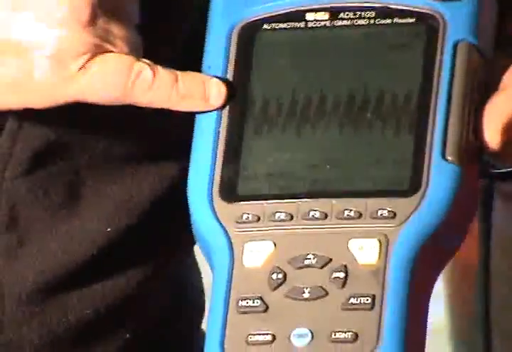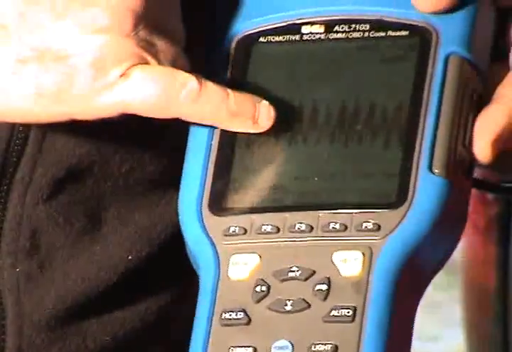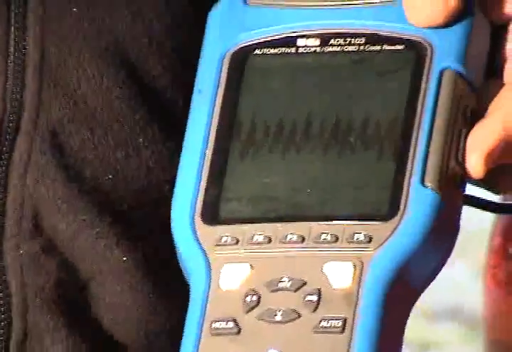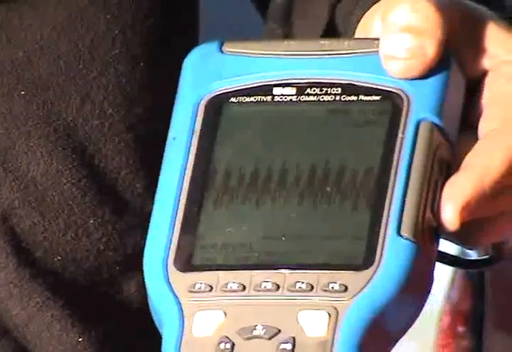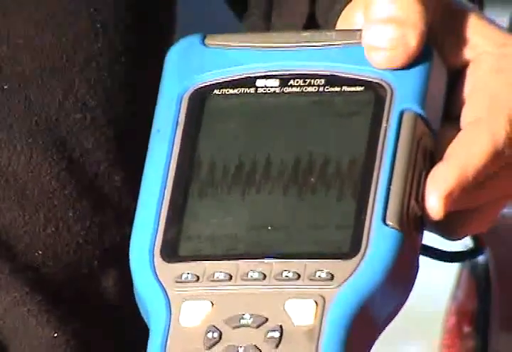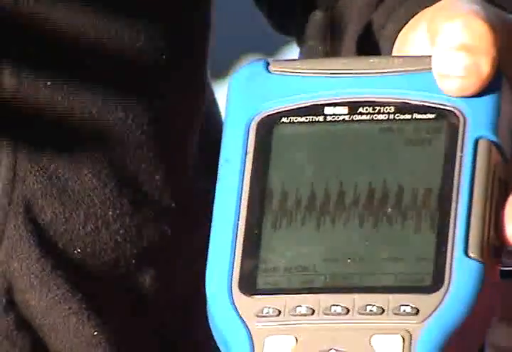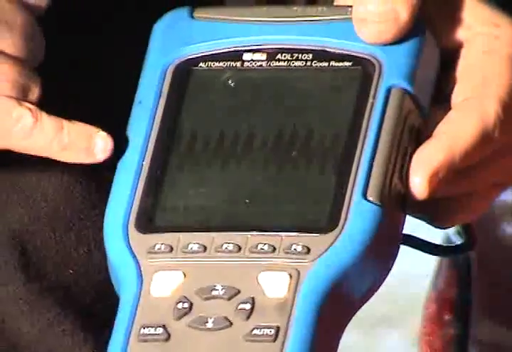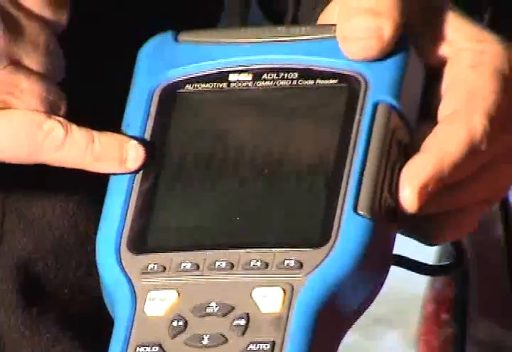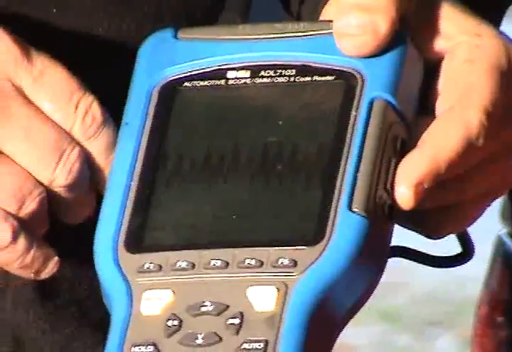Again, this vehicle has a fairly complex waveform. What we're looking for is anything that's majorly missing or majorly different between any one of the waveforms. Some cars are absolutely smooth. You'll see a perfectly symmetrical waveform. Vehicles like this that have some of the older emission systems, you're going to see a more complex waveform.